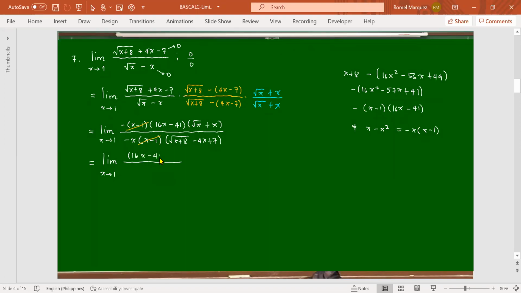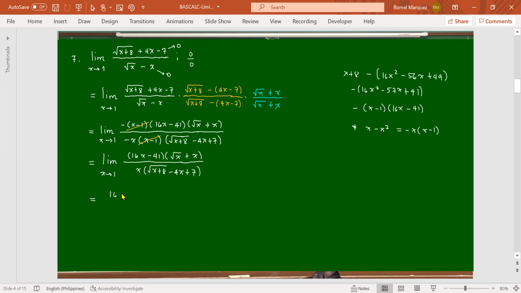x minus 41 square root of x plus x. Hindi na nagsisiri yan, no? Then wala nang negative. X na lang. Then square root of x plus 8 minus 4x plus 7. Okay. Evaluate now the limit.